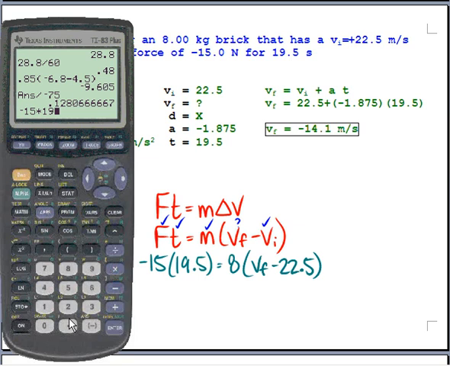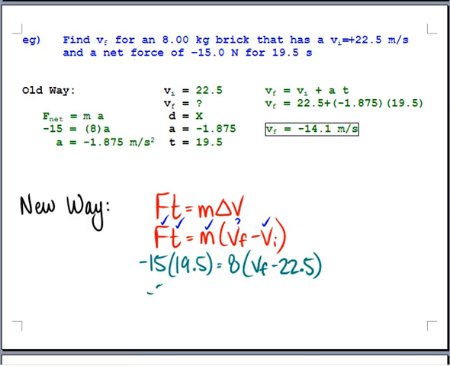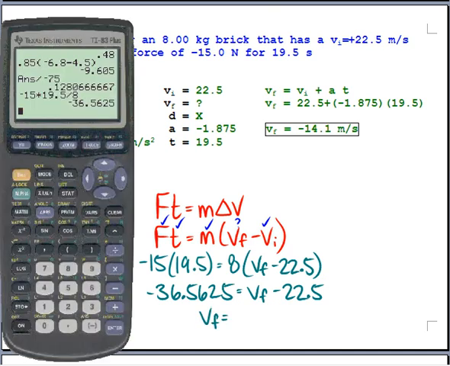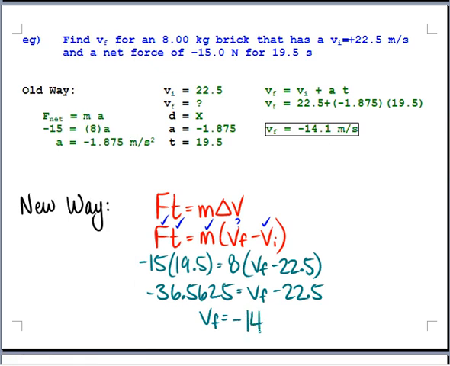Negative 15 times 19.5 divided by 8. Negative 36.5625 equals VF minus 22.5. And simply add 22.5 to both sides. Sorry, I won't show it. I'm just running out of space. Plus 22.5. Hey, look at that. There's the answer right there. Same as the old way. Negative 14.1 meters per second. So I like the new way, it's just a little bit quicker.